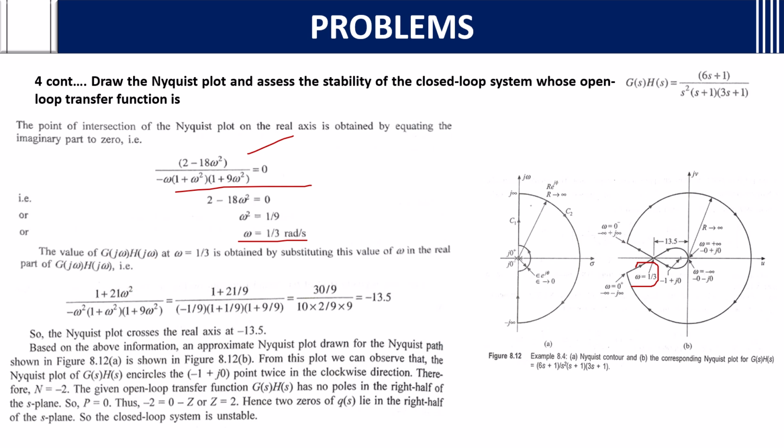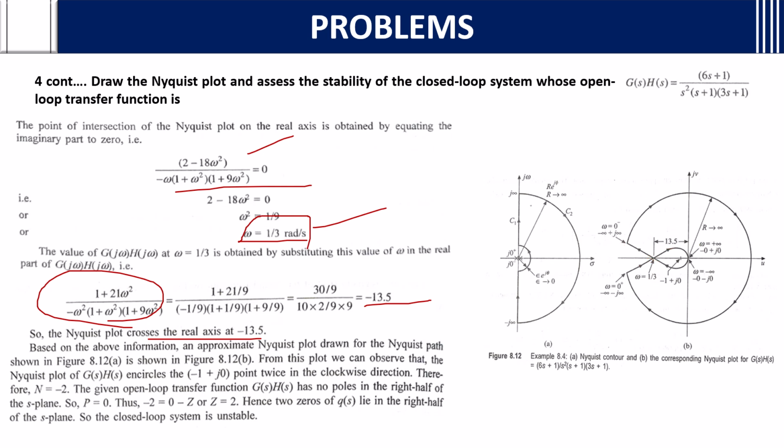For the imaginary part, if you do that, you will get the value of omega, and if you put that omega value in the real part, you will get the value. So the Nyquist plot crosses the real axis at point 13.5. This is crossing the real part at 13.5, at omega equals 1 by 3.